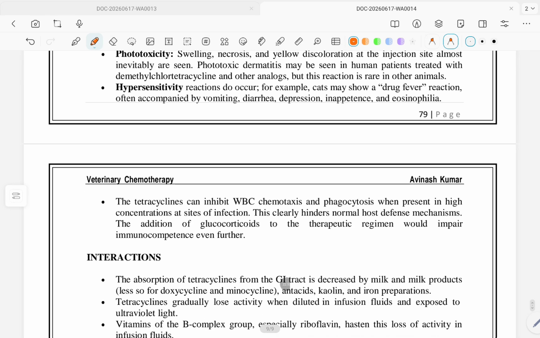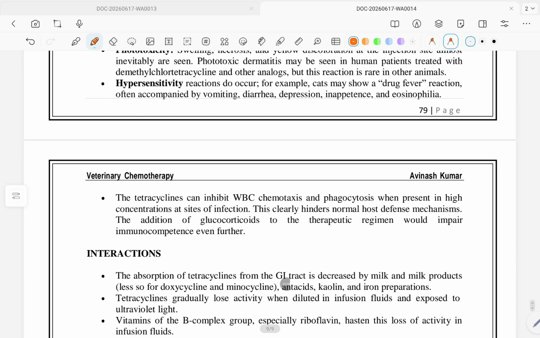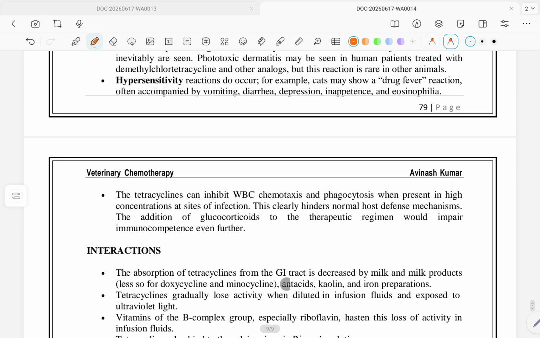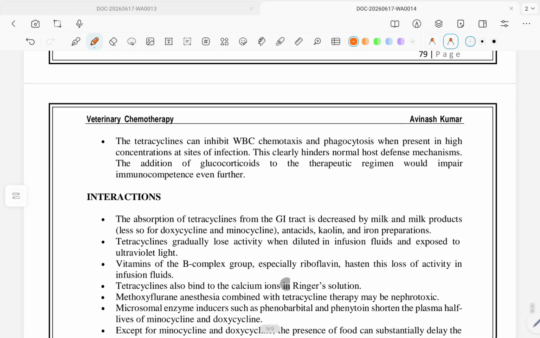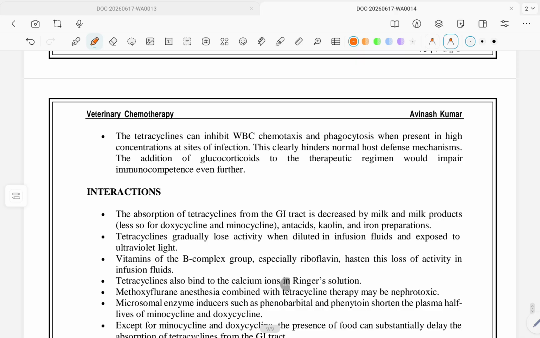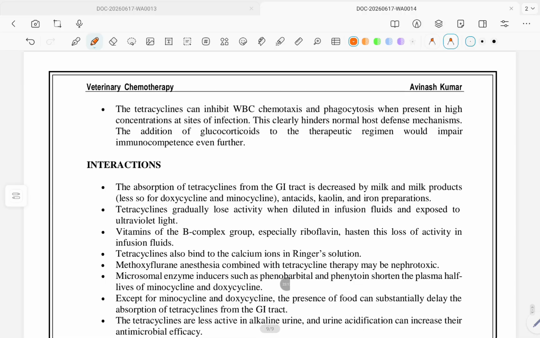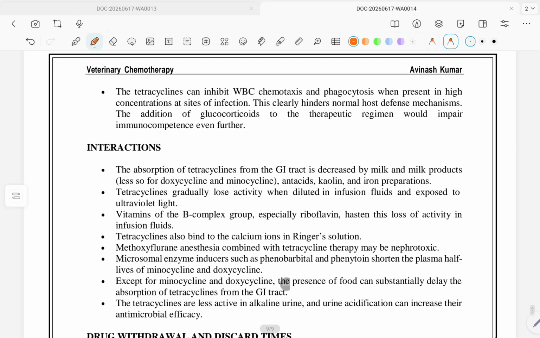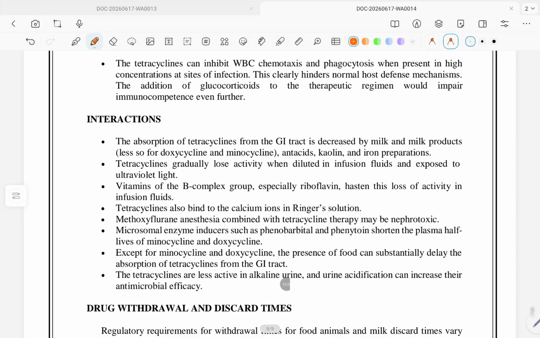Hypersensitivity. Hypersensitivity reactions do occur. For example, cats may show a drug fever reaction, often accompanied by vomiting, diarrhea, depression, inappetence, and eosinophilia. The tetracyclines can inhibit WBC chemotaxis and phagocytosis when present in high concentration at the site of infection. This clearly hinders normal host defense mechanisms. The addition of glucocorticoid to the therapeutic regimen would impair immunocompetence even further.